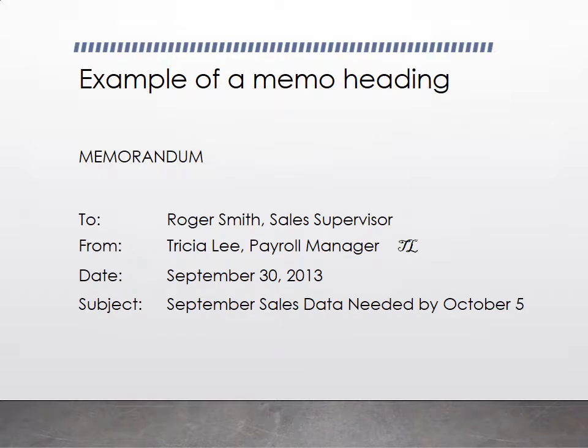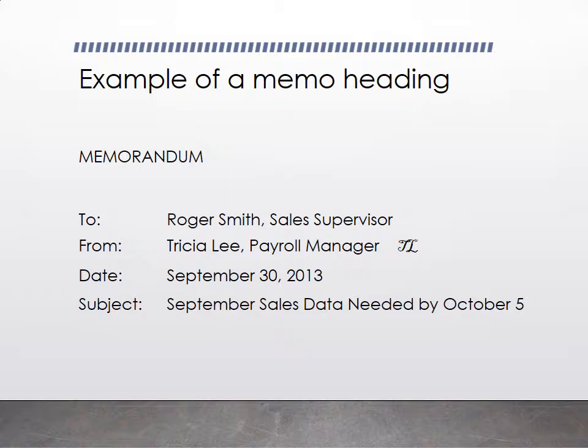Okay, so here we see the word memorandum at the top. We have the to line, the from line. Notice the sender has initialed to the right of her name. There is the date line, and then there is the subject line. And you'll see how this subject line is relatively specific. It's not just sales data, because we would wonder, well, what about the sales data? So we know here which sales data.